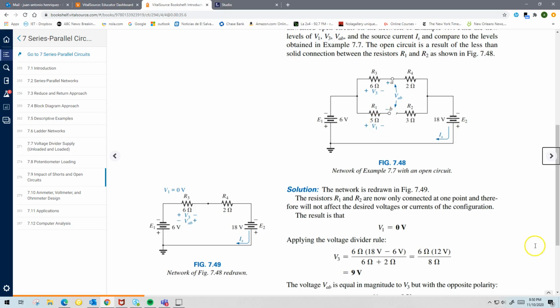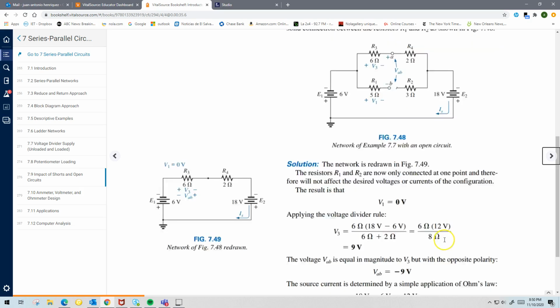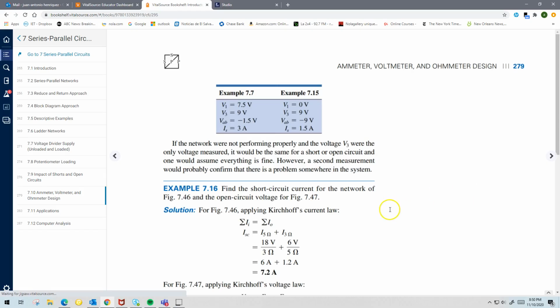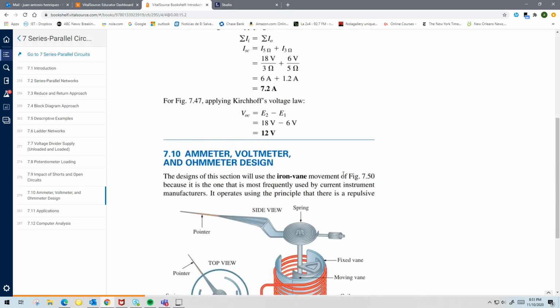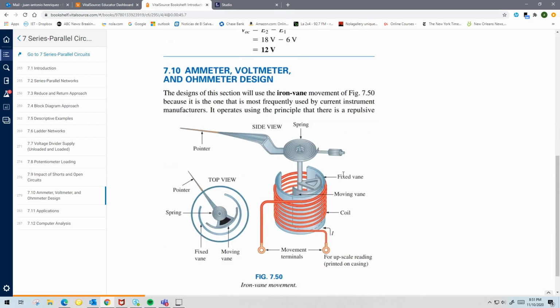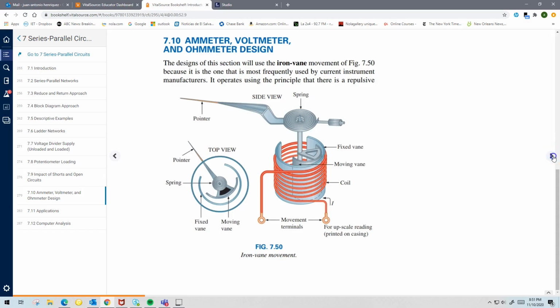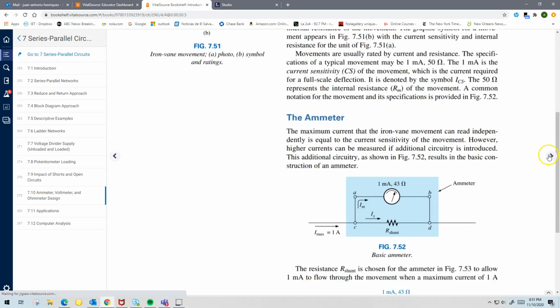So that's, again, one of the effects. See what happens by creating this open here? The circuit becomes this, and it changes the behavior of the circuit. So that's what this point is. And see how the values now change again from the example 7.7. The fact that you have shorts and opens in the circuit should really be taken into consideration to see how it's going to affect the results.